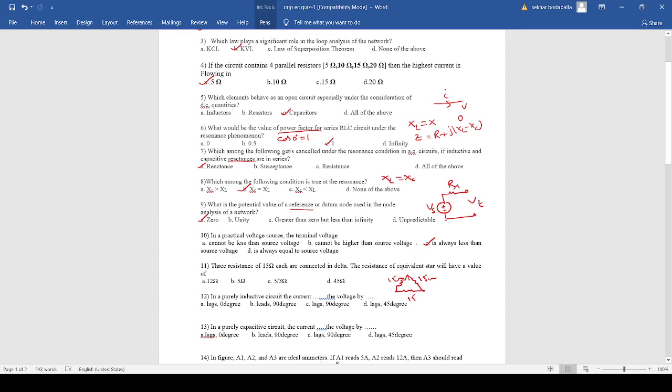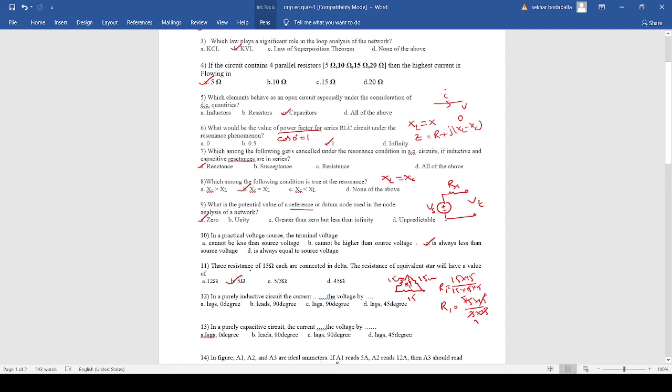So if I want the equivalent star resistance between this 15 and 15, we know 15 multiplied by 15 divided by 15 plus 15 plus 15 is, let it be R1. So R1 is equal to 15 into 15 divided by 3 times 15. So 15 will cancel, 3 1s are 3, 5 1s are 5. So 5 ohms is the correct answer.